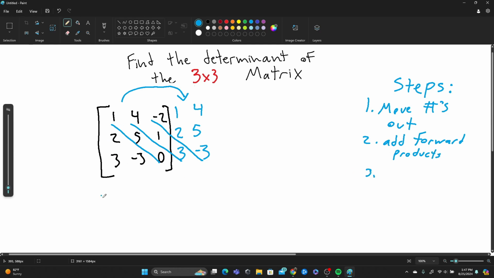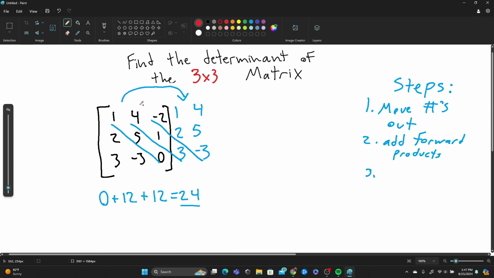1 times 5 times 0 is 0, plus 4 times 1 times 3 is 12, plus negative 2 times 2 times negative 3 is negative 4 times negative 3, which is positive 12. So 0 plus 12 plus 12 is equal to 24. So that's the sum of our forward products.